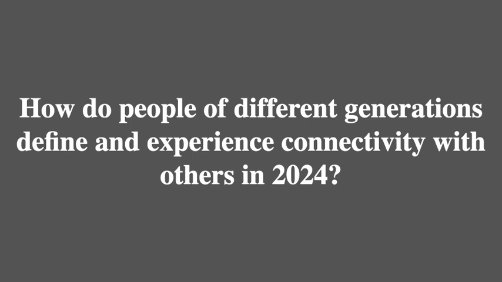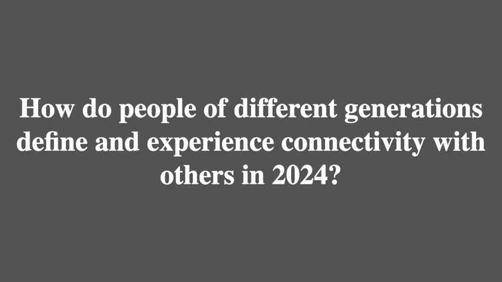If you're going to figure out what this new disease your doctor told you is, you may approach your research by developing a question. Now, sometimes these questions are already in our brain, but as writers doing academic writing at a high level, we want to make sure we're clear about what we're trying to accomplish. And this question that I've given you, how do people of different generations define and experience connectivity with others in 2024, is giving you a clear path for research, thinking, and writing.